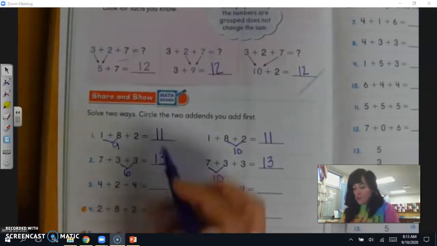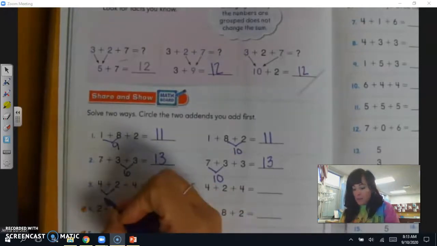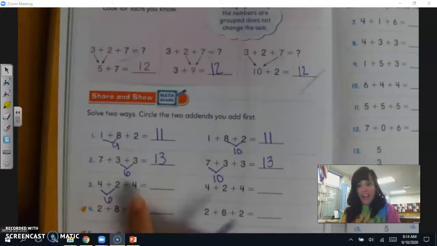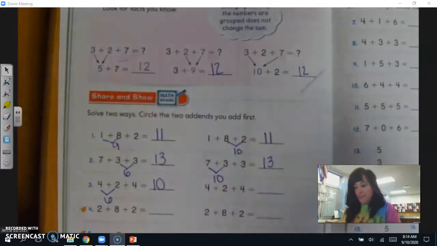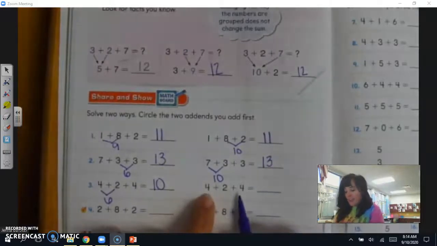4 plus 2, okay, we can do that. 4 plus 2 equals 6. 6 plus 4, oh, that makes 10. Easy. Easy peasy, lemon squeezy. Okay, next one, let's see if we can get the same answer.